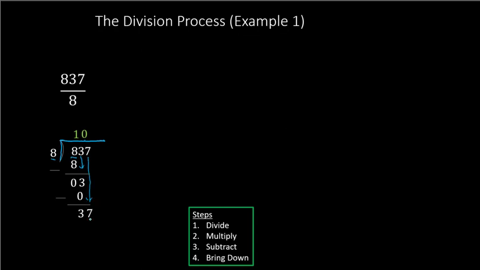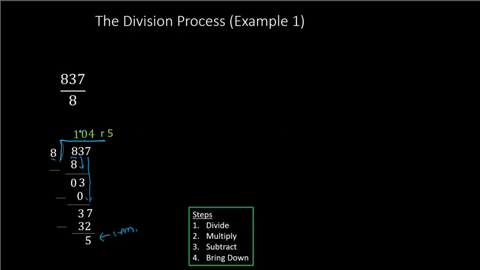So now we divide again. 37 divided by 8. That gives you 4 with a remainder. So you put a 4 up here. Now we multiply for step 2. 4 times 8 is 32. Step 3 is subtract. 37 minus 32 is 5. And then we are at the end of our numbers up here. So 5 would be the remainder. So your answer is 104 with a remainder of 5.